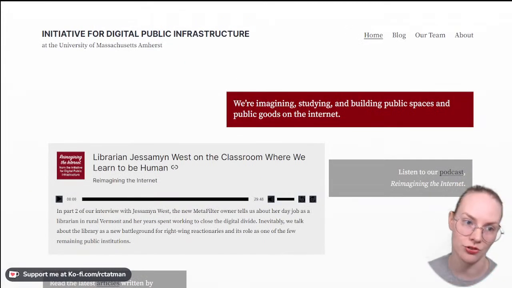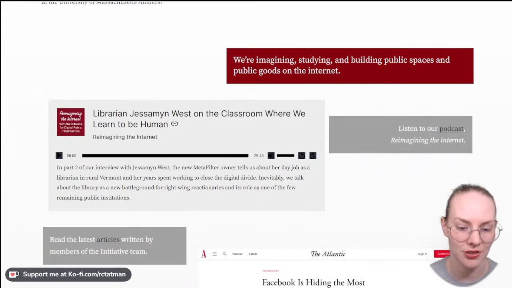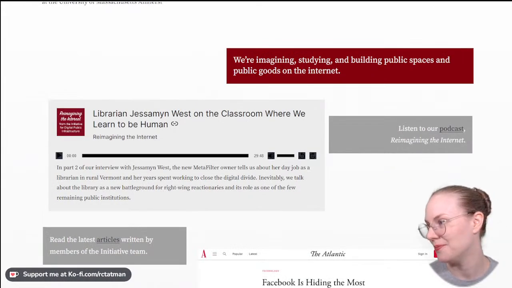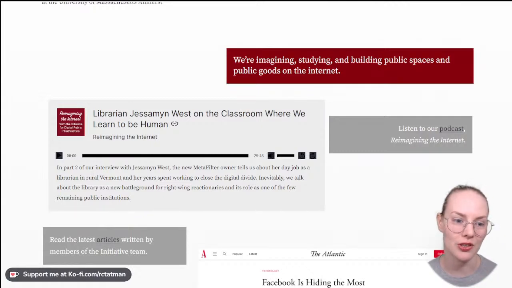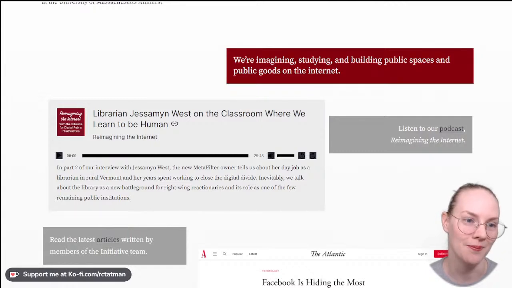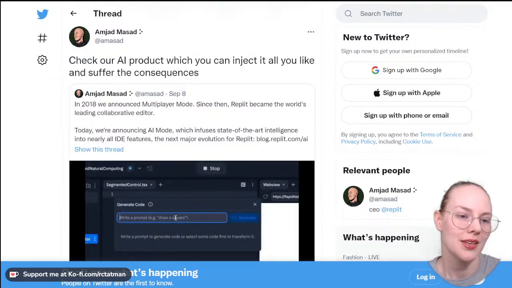So this particular podcast comes out of a research group, the Initiative for Digital Public Infrastructure. We are imagining building public spaces and public goods on the internet, which I think is a wonderful way to imagine the future of the internet, right? So it's not a bunch of corporate walled gardens designed to suck money and information out of us as users, but public parks. Anyway, I just found that really hopeful and a great vision for the future. And hopefully it also makes you feel hopeful. All right.